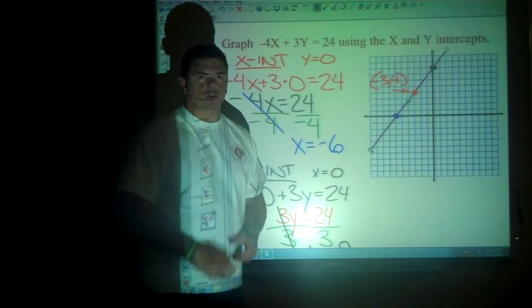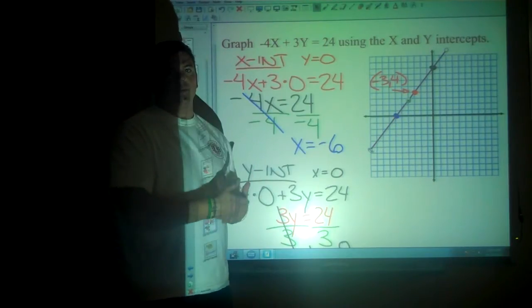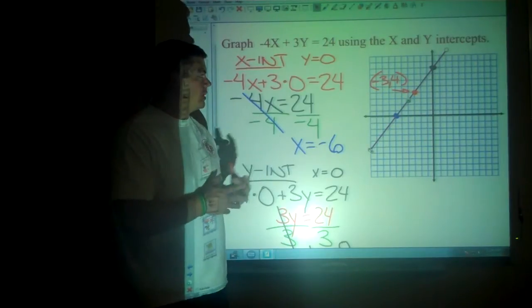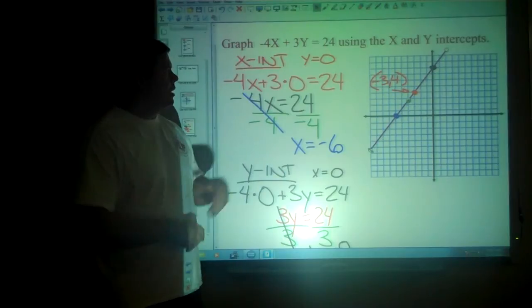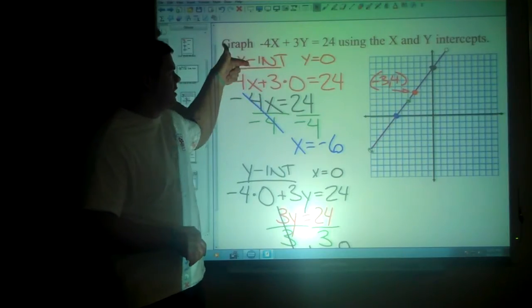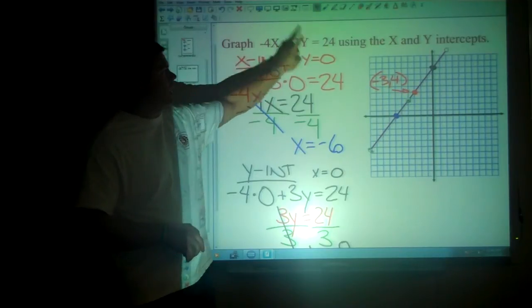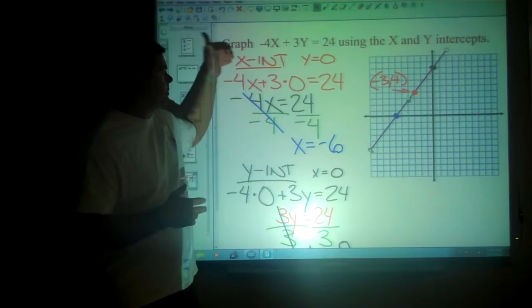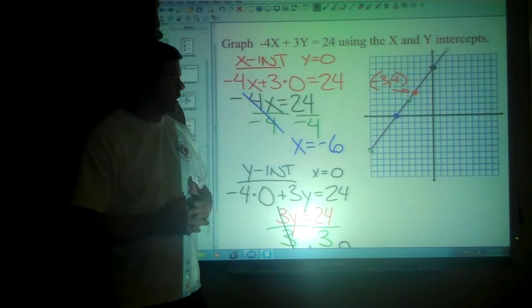So you have a choice now. You can either make an input-output table in which I recommend you substitute a value in for x that's positive, negative, and 0. Have 3 points. Make sure it makes a straight line. Or you can use the x-intercept and the y-intercept. Plug a 0 in for y when you want the x-intercept. Plug a 0 in for x when you want the y-intercept. Always plug a 0 in for the letter opposite or other than the intercept you're looking for. Then you can make the graph between the two. Just make sure you connect the lines.